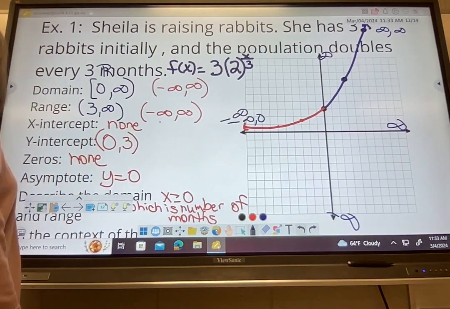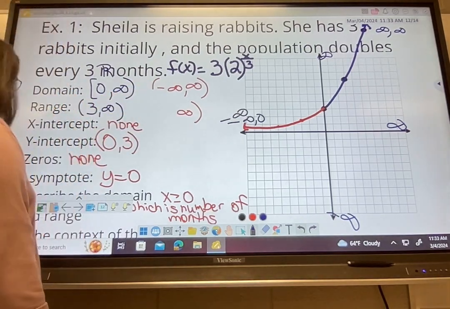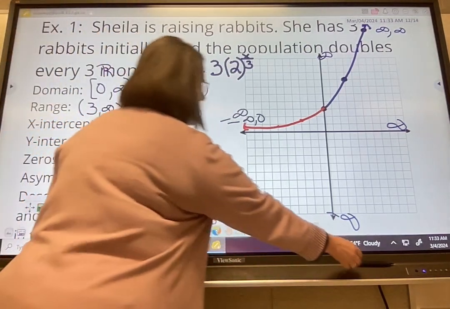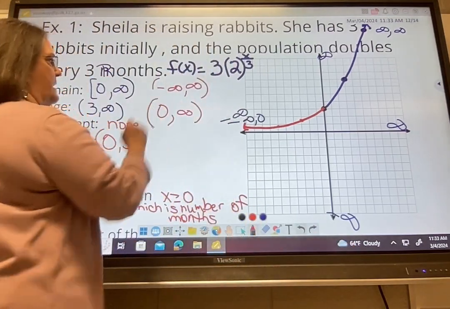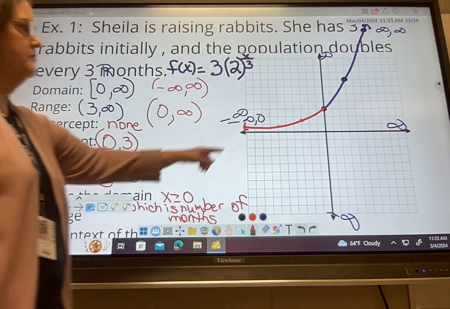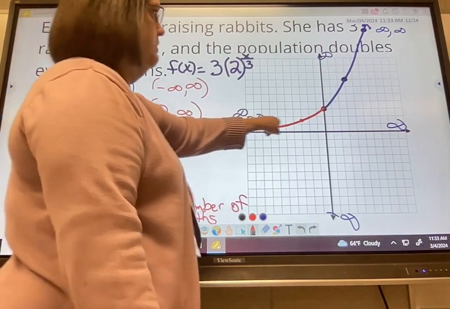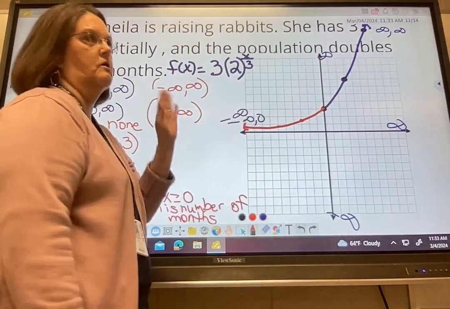And I wrote my range incorrectly. It's like whenever I teach you, I see my own mistakes. I do better in class than I do on the video because it makes sense when I'm saying it out loud. But if you see this, your y value is going from 0 to infinity because you have that line, that asymptote that you're not crossing.